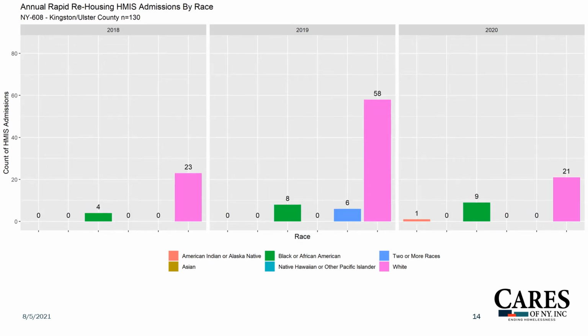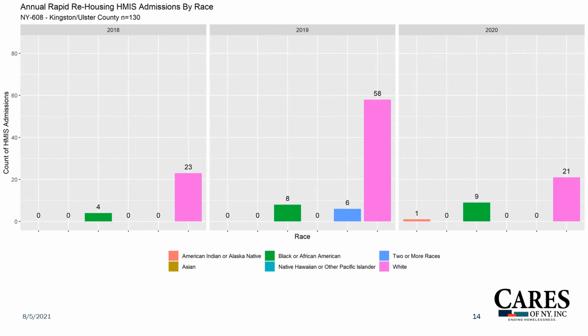And now we're looking at the rapid rehousing admissions. So what we can see in 2018 is that many more white clients are served by rapid rehousing projects than black or African American clients. In 2019, we see a huge spike in the number of white clients being served by rapid rehousing projects. And we also see the emergence of 2 or more race clients. So it's probably a family, if we had to take a guess, or multiple families, just because it all kind of popped up in 1 year.